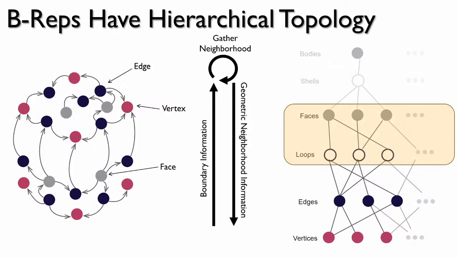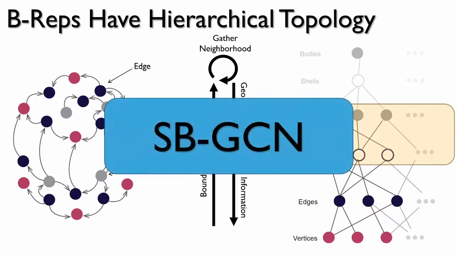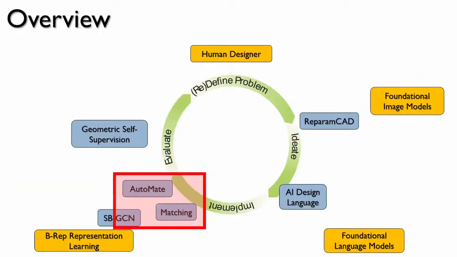So this general structure of using the hierarchical structure of the VREP to our advantage to reduce the computational complexity is what I call a hierarchical VREP GNN or a structured VREP GNN. And this is the learning technique we're going to use to create tools for engineering.